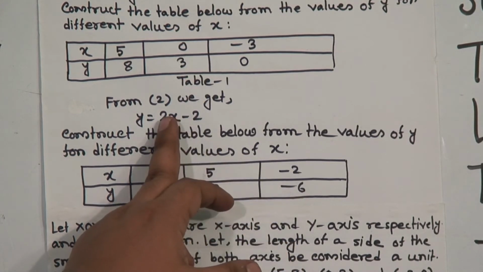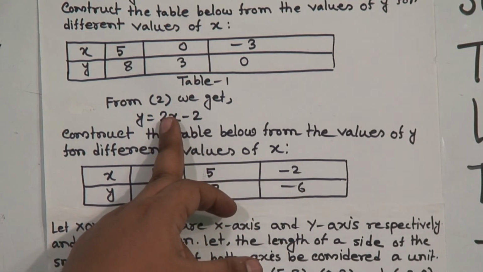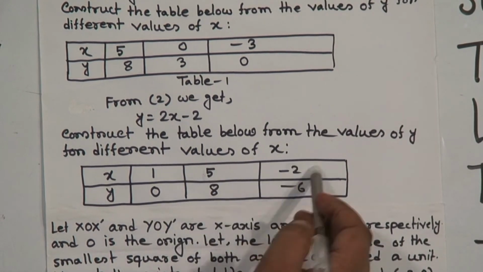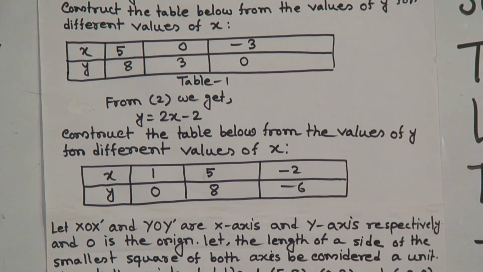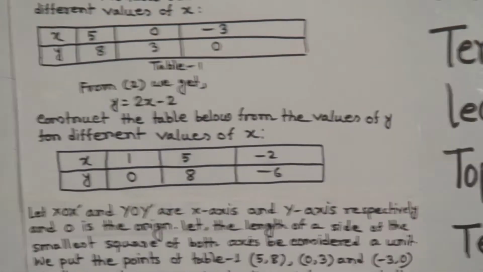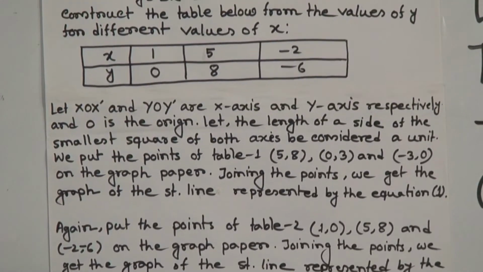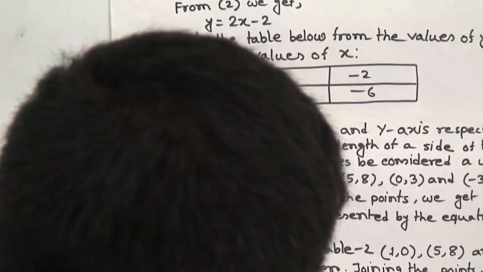How can minus 2 multiply 10? It will be minus 4, minus 4 minus 2, it will be minus 6. So we get here 1, 0; 5, 8; and minus 2, minus 6. In a similar way, at first we find the x-axis and y-axis. Now draw.